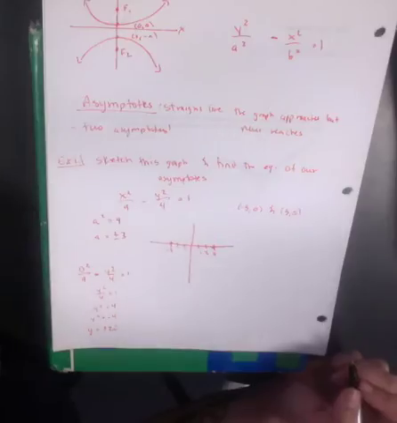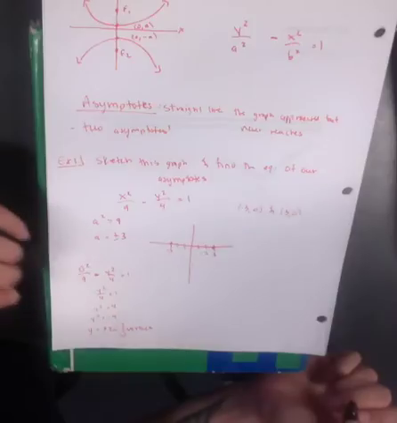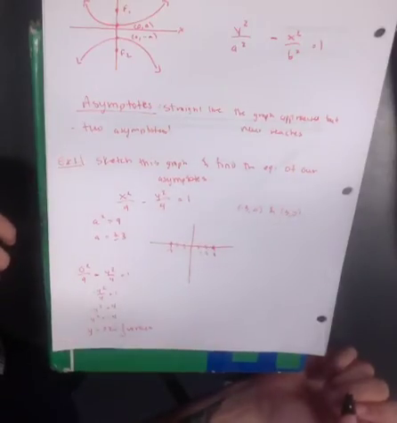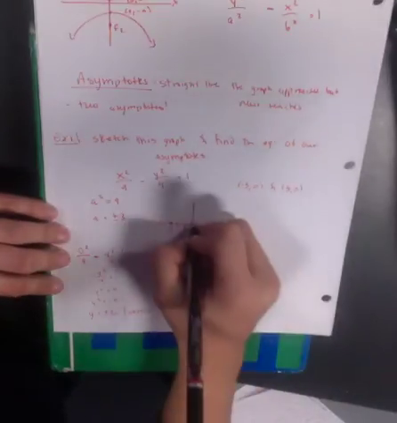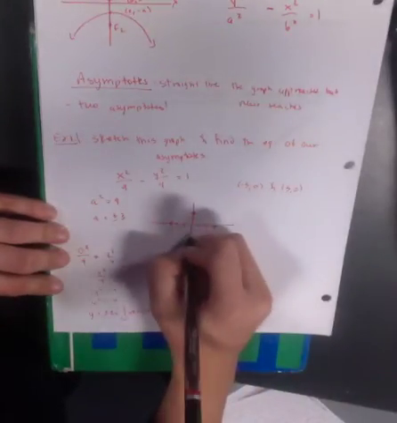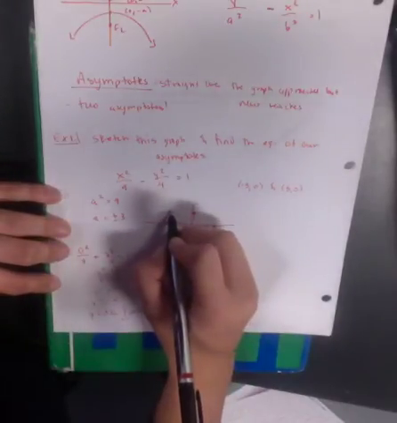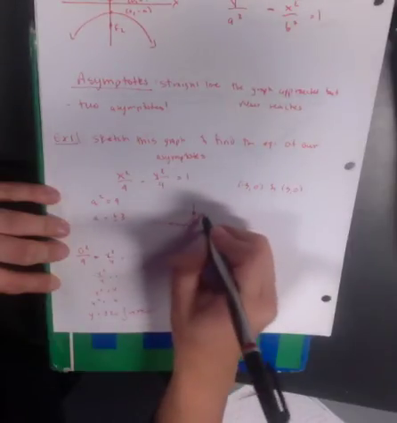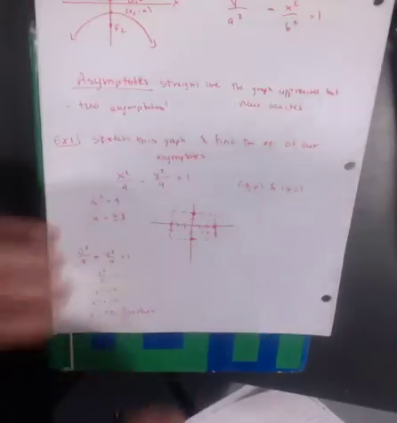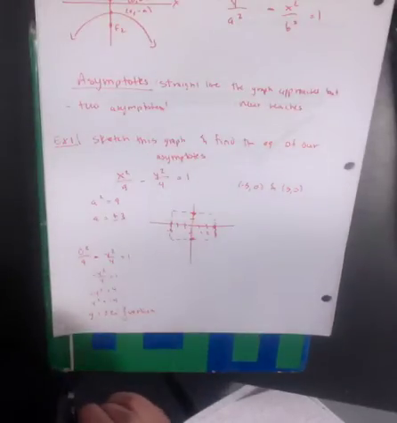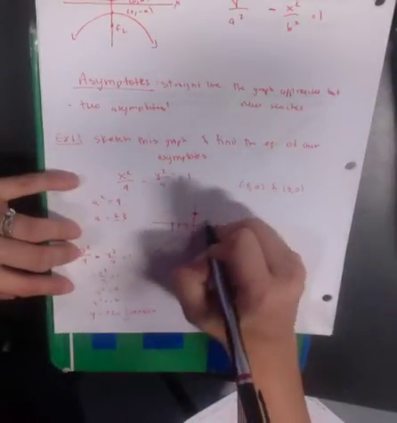Now the 2i, these are my vertices, okay, of my parabola. So what does that mean? If I was to graph 0, 2, and 0, negative 2, I have this box that is created, okay, and in the box I have the diagonals of this box.